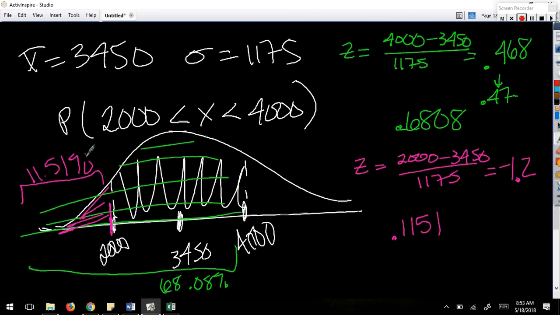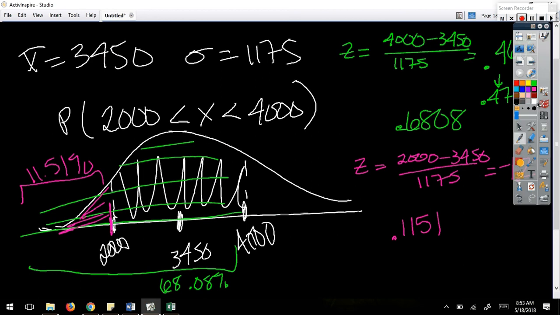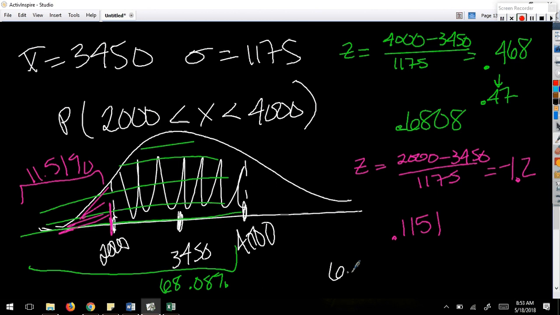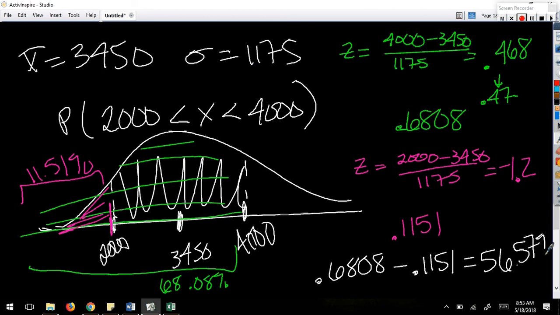So again, if I want the white, you got to take 68 and then 68 minus 11.51, which gives you about, let me think. 56.3. You're doing this in your head. Put it on the calculator. 56.57.